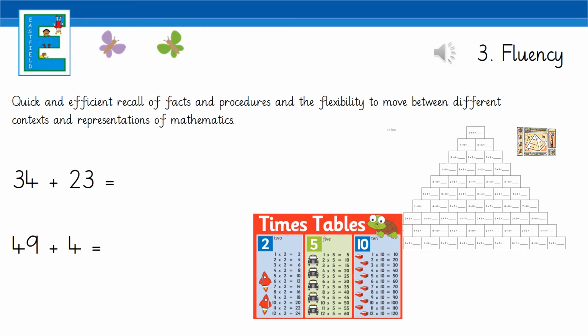Fluency. Quick and efficient recall of facts and procedures and the flexibility to move between different contexts and representations of mathematics. Children need to know their number bonds to 20 and their 2, 5 and 10 times tables by the end of year 2, and they should be able to calculate 34 add 23 using an effective method.